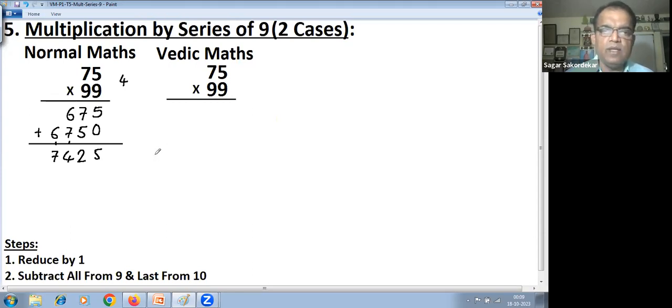And now we'll do Vedic maths. The steps are given here. First step is reduce by 1. And second step is subtract all from 9 and last from 10. So the topic is multiplication by series of 9. So one number will be all 9. Take the other number, 75 here. Reduce by 1. 1 less will give 74. So that is the first step or first part of the answer. Second part here, it says subtract all from 9, last from 10. So subtract all. If there's a big number, subtract all digits from 9 and last from 10. 9 minus 7 is 2. Last from 10, 10 minus 5 is 5. And you've got the answer.